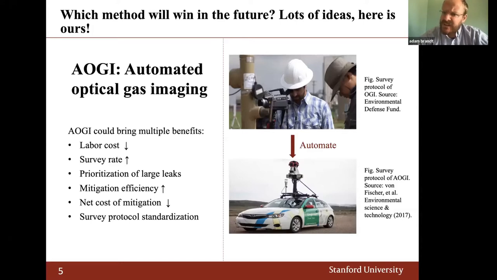This won't necessarily, and probably won't, in fact, increase the total amount of methane reduced, but you could, you know, only miss, say, 20% of the methane that a hand survey would miss. So you don't quite mitigate quite as much methane, but if you can eliminate 90% of the cost, that may be a trade-off you're willing to take.